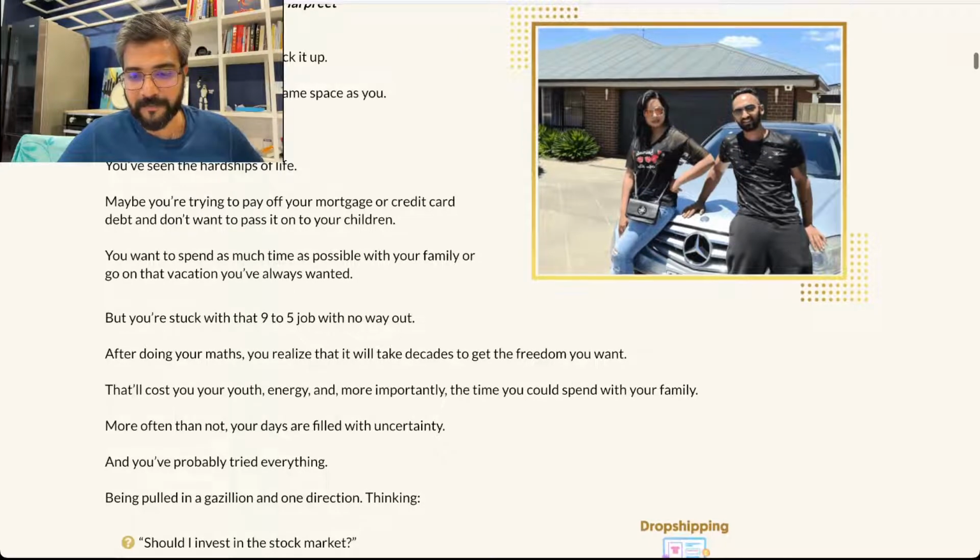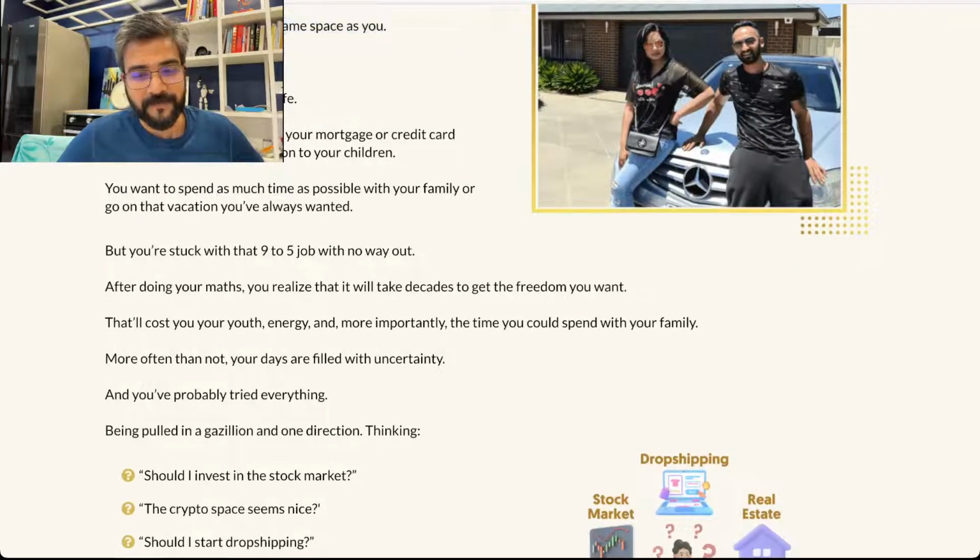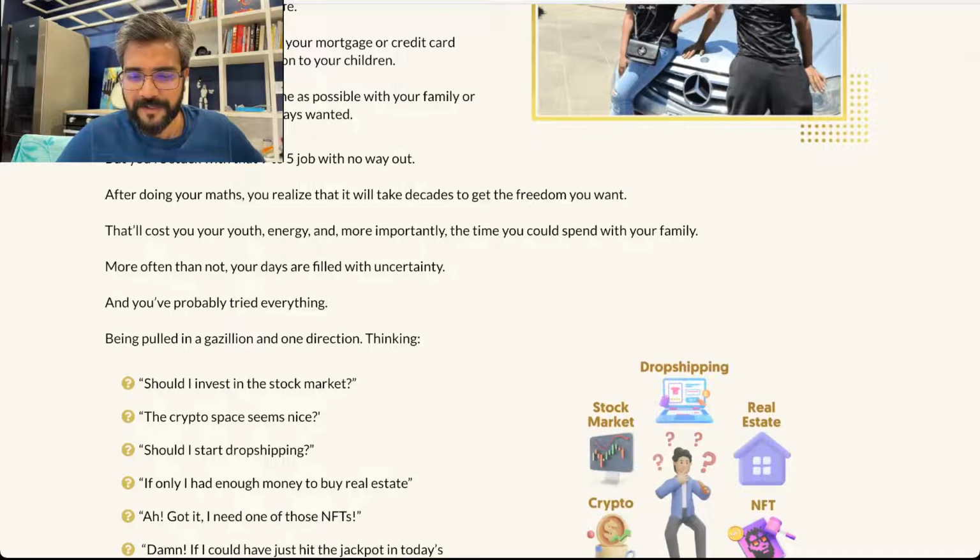Again, it's a bold claim, but you can back it up. She used to be in the same space as you. Does this sound familiar? You have seen the hardship. Maybe you're trying to pay off your mortgage or credit card debt and don't want to pass it on to your children. You want to spend as much time as possible with your family or go on a vacation that you've always wanted, but you're always stuck with that 9 to 5 job with no way out. After doing the maths, you realize that it will take decades to get the freedom you want. That will cost you your youth, energy, and more importantly, the time you could spend with your family.